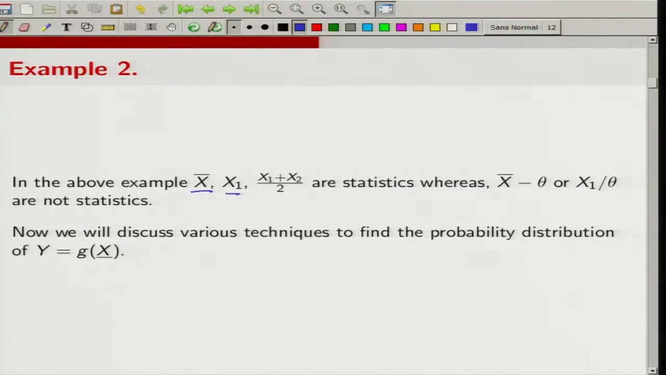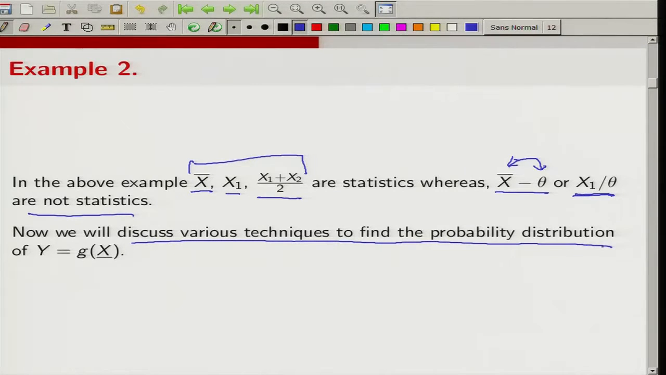X1 alone, which only depends on X1, is a statistic. (X1 + X2)/2 is also a statistic. However, if I consider X bar minus theta, then it is a function of sample observations as well as the unknown parameter theta. Similarly, X1/theta is again a function of sample observations and unknown parameter theta. They are not statistics, whereas these three quantities are statistics. So now we will discuss various techniques to find the probability distribution of random variable Y, which is g of X. What we know is we have X1, X2, ..., Xn, a random sample.